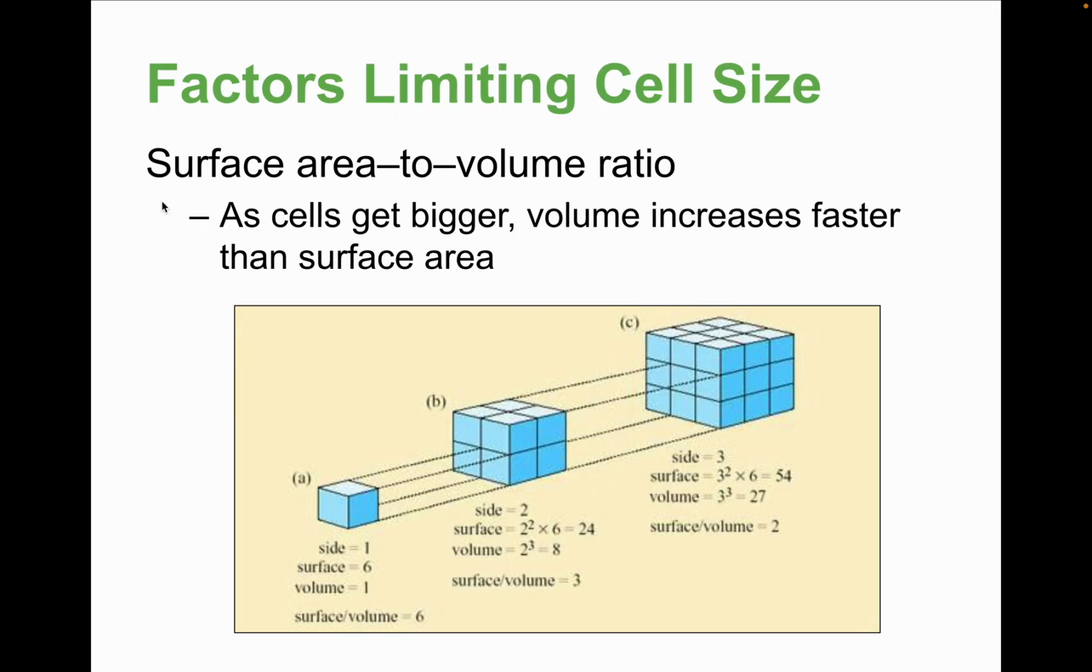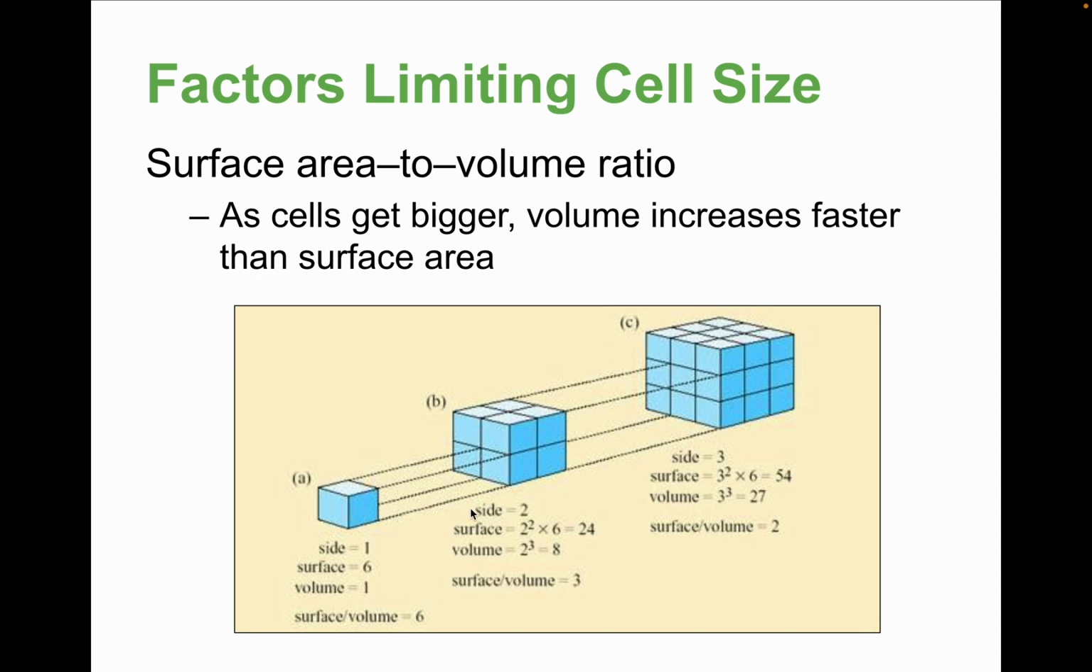So this is just an elaboration on the surface area to volume ratio, that as cells get bigger, the volume increases faster than surface area. This is a simple example using cubes. I'm sure you guys have all played with this type of building cubes. So first of all, let's look at this single cube. The surface area is 6, because each side is 1, and 1 times 1 times 6 sides equals 6, and the volume is 1 unit cubed.